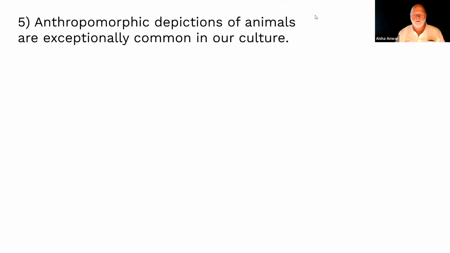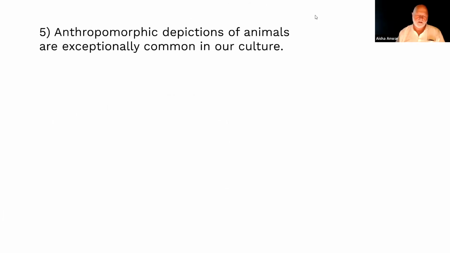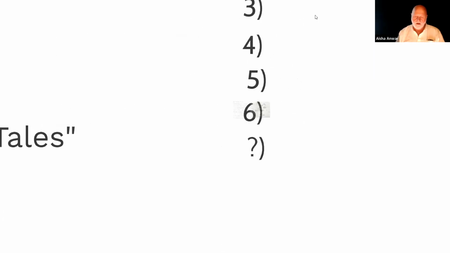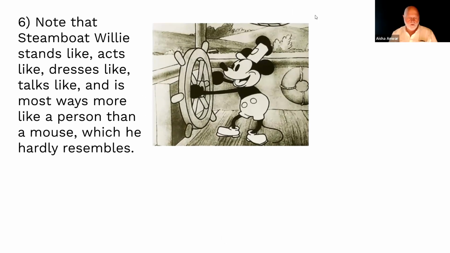Anthropomorphic depictions of animals, I've been alluding to this, are exceptionally common in our culture. And here he is, Steamboat Willie, AKA in later years, Mickey Mouse. He acts like, dresses like, talks like, in most ways is more like a person than a mouse. Doesn't resemble a mouse, right? He's standing upright. Mice don't stand upright. They don't wear clothes. He is, for all intents and purposes, like a person.